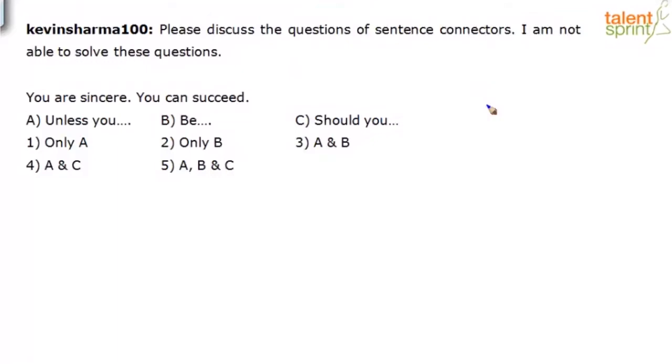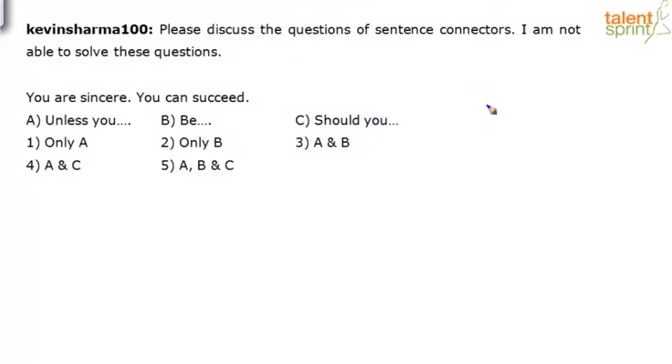So, let's look at the first one. You are sincere, you can succeed. The options are unless you, B, and then C is should you. So, if you look at the context, logically what the context is saying is, you can succeed, as in can expressing ability.